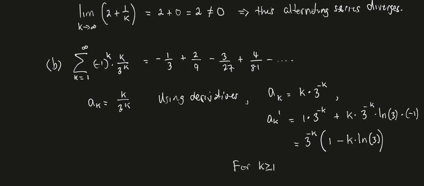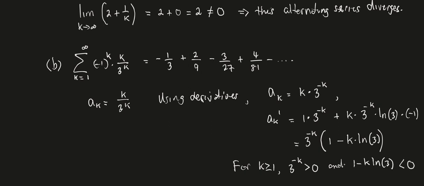So for k greater than or equal to 1, in fact, there are two things we can say. 3 to the negative k is always positive, right? This is an exponential function, always positive. And then what's in the parentheses is always negative, right? 1 minus k times the ln of 3, that's always going to be negative, right?